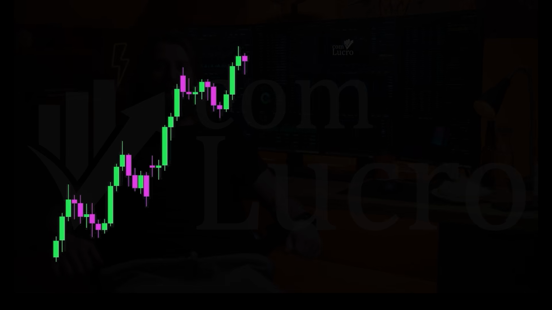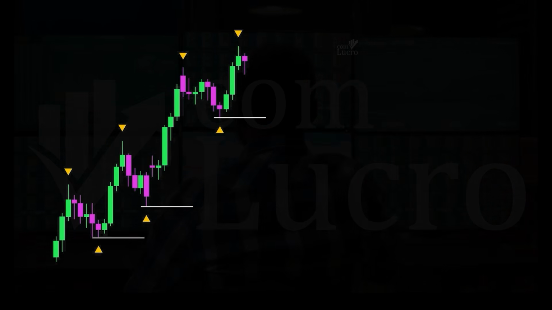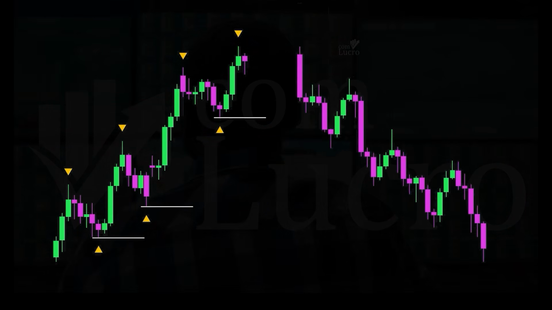What we want to see here is a clear trending environment. In an uptrend, price should form higher highs and higher lows while respecting the previous swing lows.